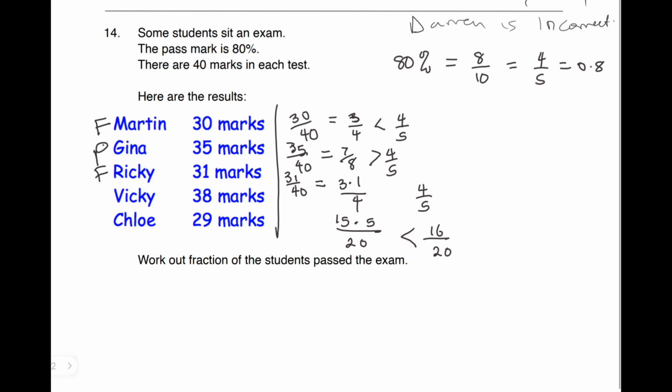Vicky scored 38 marks. 38 over 40 can be simplified to 19 over 20, which is obviously greater than 4 over 5. And Chloe, without more stress, obviously failed, since Martin also failed. So the fraction of the students that passed is how many students passed? We have Gina and we have Vicky, and the rest failed. So that is 2 out of 5.